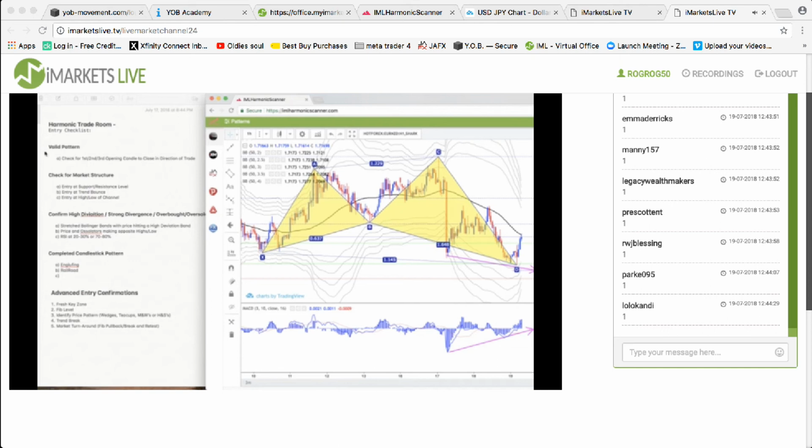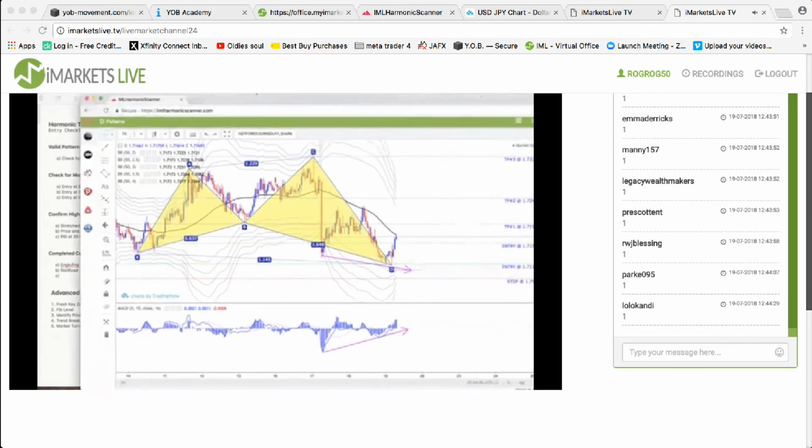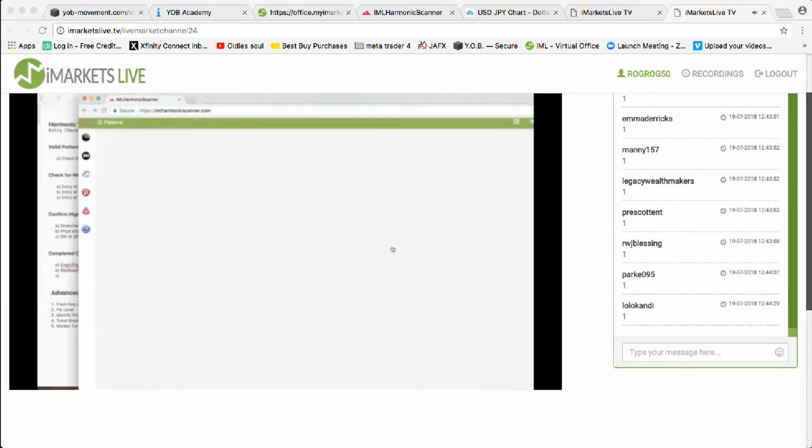So the first thing that I do is I look to validate my harmonic pattern, okay? So what does that mean? I want to check for the first, second, or third opening candle to close in the direction of the trade. What do I mean here, guys? Okay, let's zoom in.